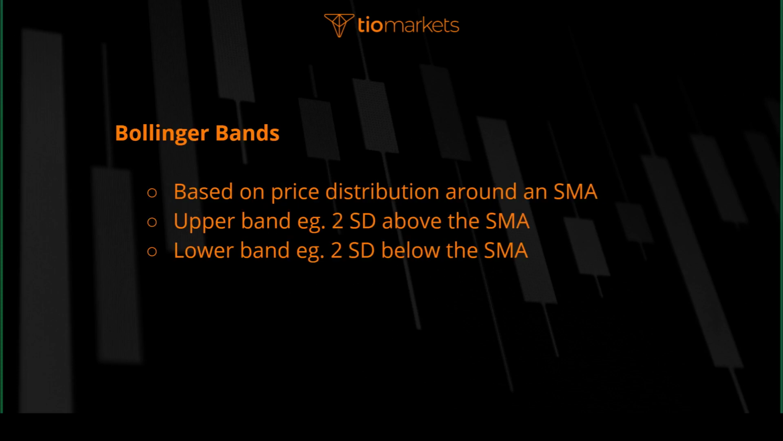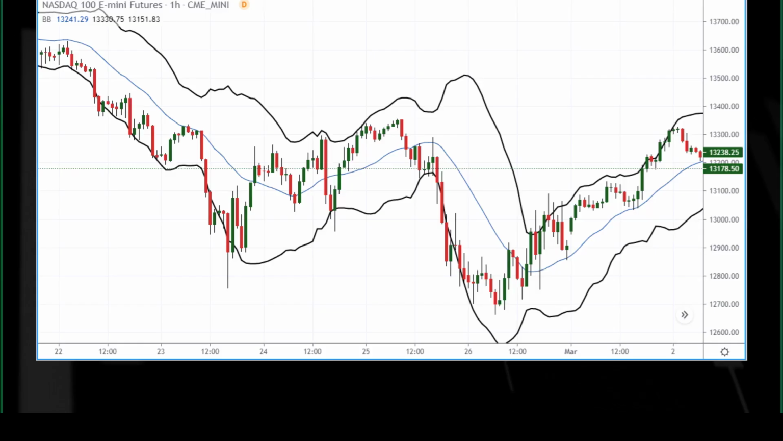So just briefly, Bollinger Bands, without going too deeply into the maths of the indicator, is really based on price distribution around an SMA. So there's an upper band that is 2 standard deviations above the moving average, and there's a lower band which is 2 standard deviations below the same SMA. And here's an example.